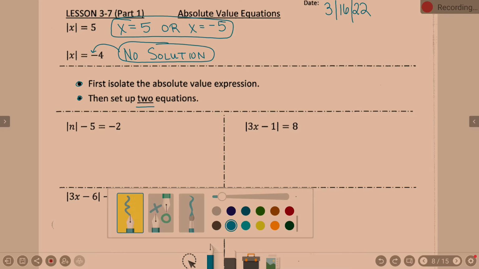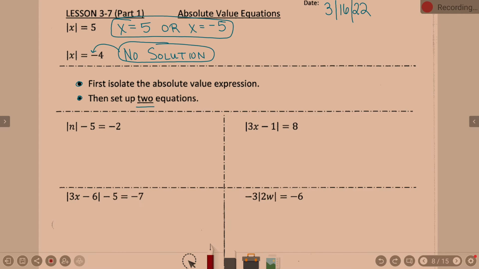Absolute value of n minus 5 equals negative 2. So, find your absolute value bars. Are they by themselves, where everything outside of them is moved away? Do I have absolute value equal to everything else on the other side of the equal sign? No. What do I have hanging around outside the absolute value? A 5. It's specifically a minus 5. How do we move a minus 5? Add 5. We add 5, yes?